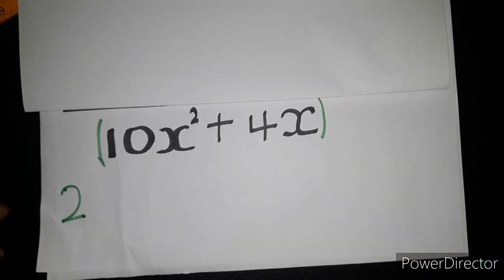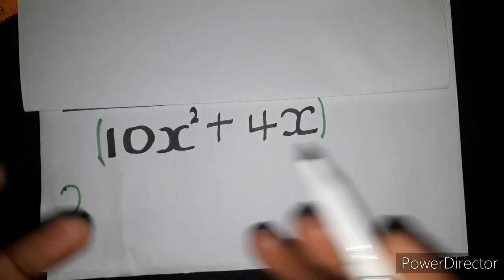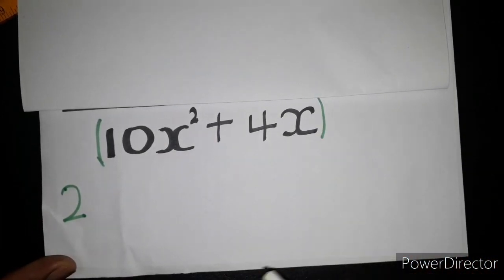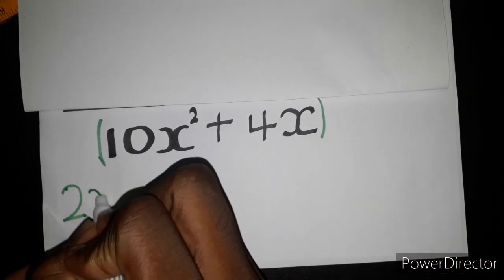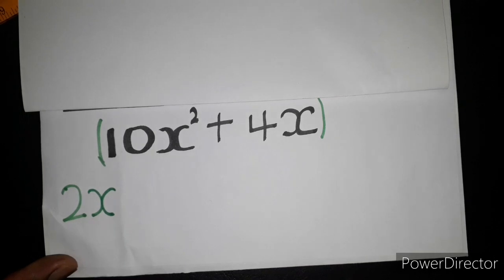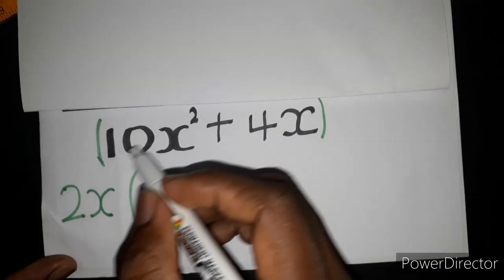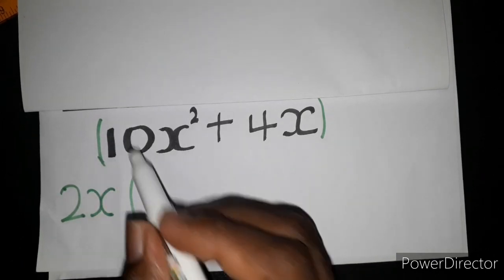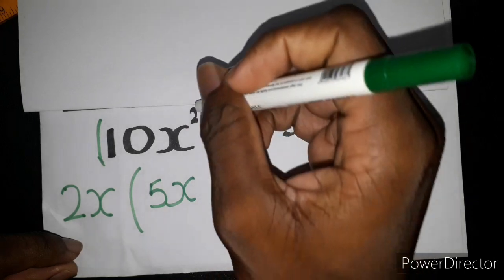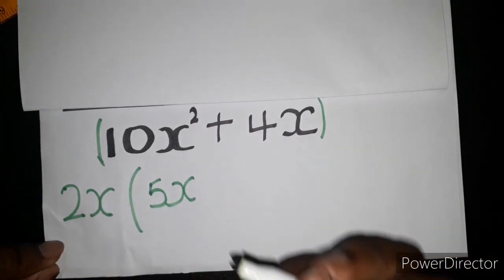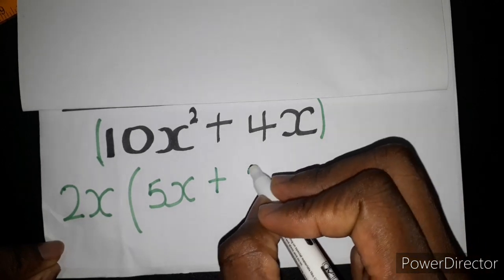Now let's look at the letters. We have x squared here. That means x times x. And we have x. So x is common. X is a factor also. So then we factor out the x. Now let's see what we're left with. When you factor out 2x from this here, you'll be left with 5x, because there's just one x to take out, you still have another x remaining. Plus, when you factor out 2x from here, you're left with 2.